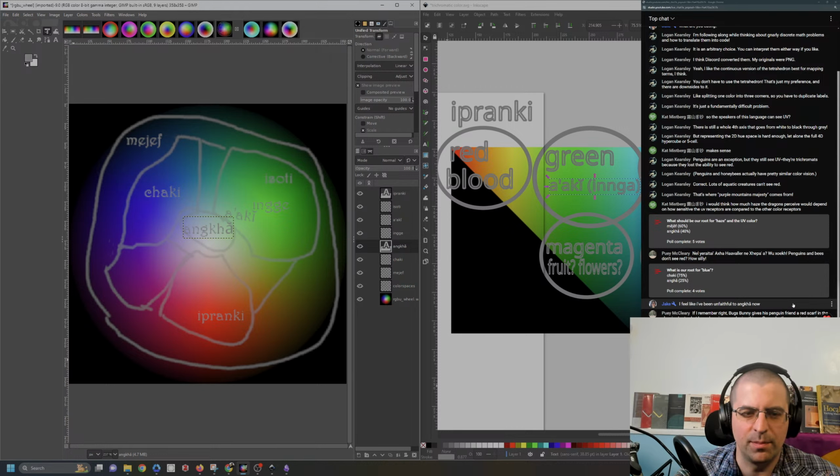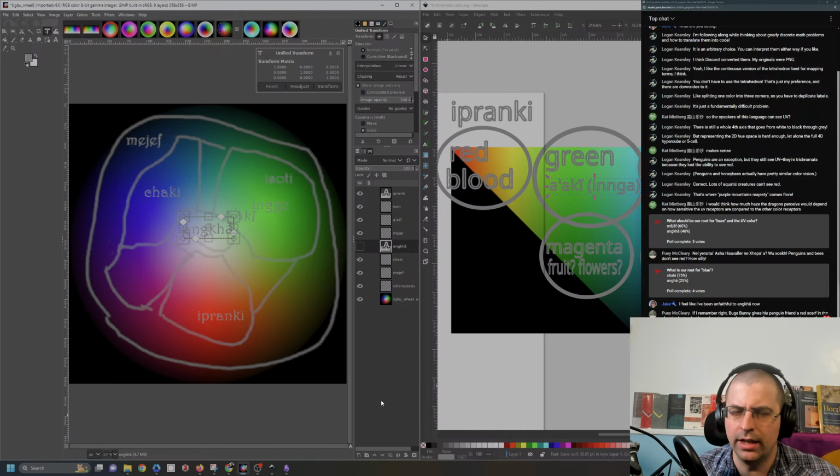Bugs Bunny gives up his penguin friend a red scarf. Well, the penguin would see that scarf as probably black, right? I think if you can't see red at all, it comes off as black. Unless it's a UV reflective scarf, which, who knows?